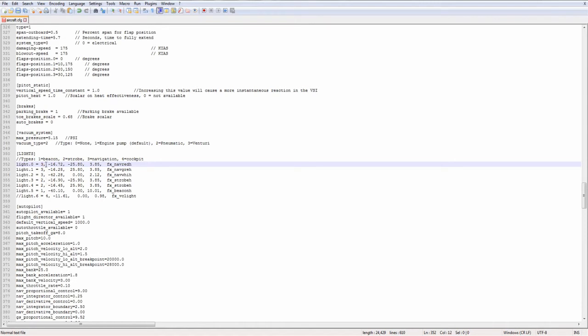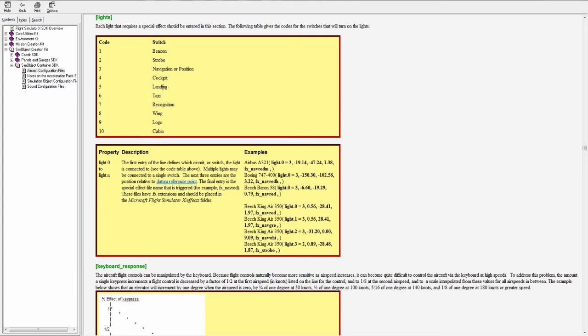The 3, the first number, is which circuit the light is on. Is it on the navigation light circuit, i.e. tied to the nav light switch, or a strobe light circuit, like this one, tied to the strobe light switch? 1 is a beacon, 2 is a strobe, 3 is navigation, 4 is cockpit, but we can also have 5 for a landing light, 6 for a taxi light, 7 for a recognition light, 8 for a wing light, 9 for a logo light, 10 for the cabin lights.